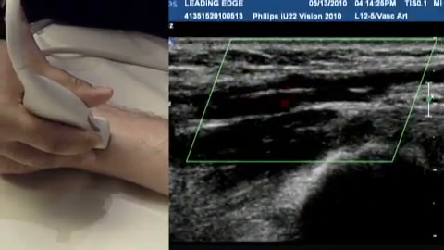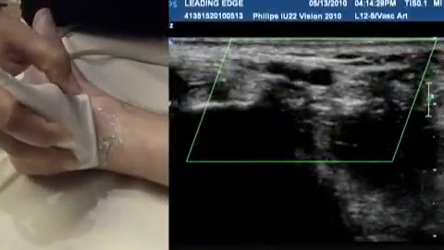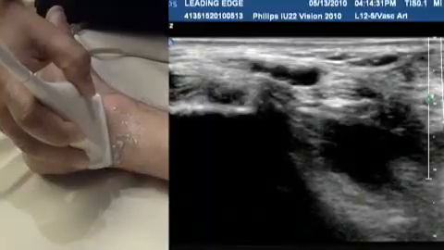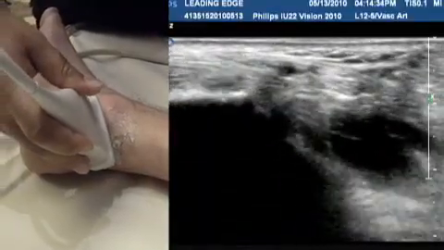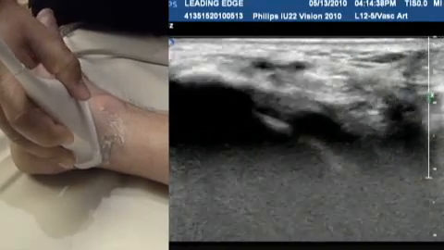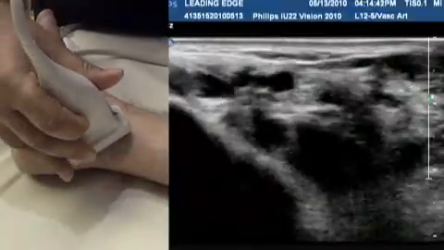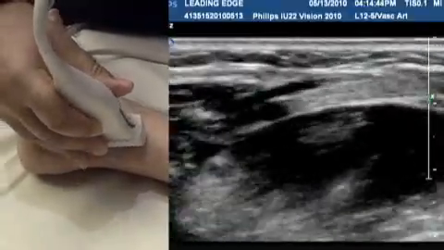And you can see veins adjacent to that. I'm just going to turn transverse for a second and show you what it looks like transversely. Let's just turn the color off for a second. So again, if you're having trouble, transverse image, you can push down, the veins disappear, and there's your artery. And this is the malleolus here.